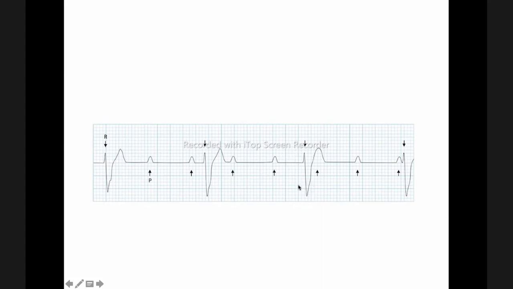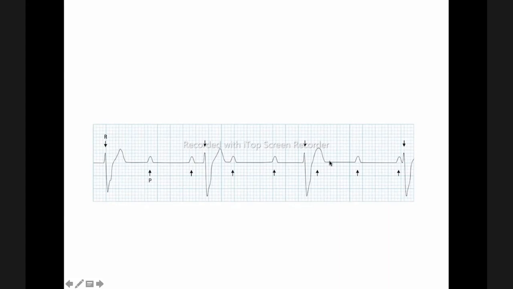The heart rate is 30. There is AV dissociation because the atria are contracting on their own without any relationship to the ventricles. This is a complete heart block. So that student that I have praised, the only difference is that she just never made the diagnosis of complete heart block, but she was close because she talked about the rates being very low. So this is a complete heart block.